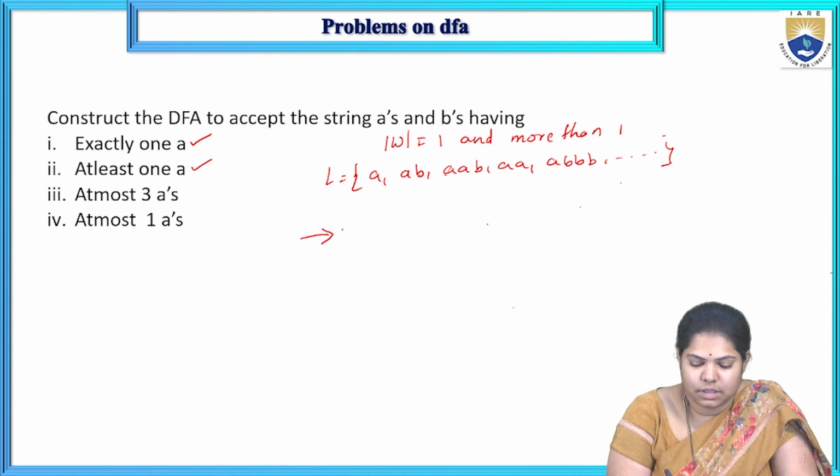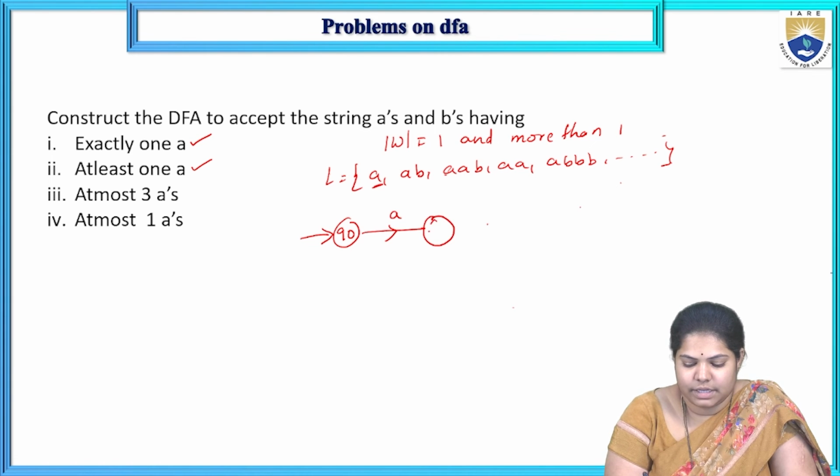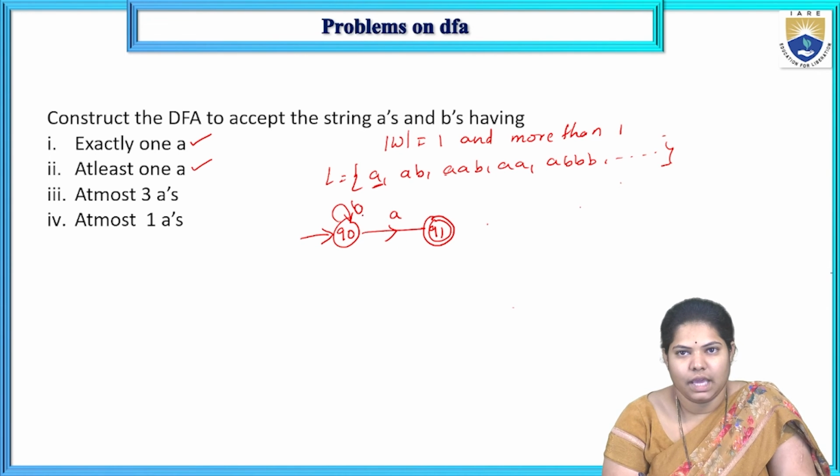So I start with Q0. On seeing the A, I reach the final state called Q1. Before A's, I can contain any number of A's and B's. So already here we have A, right?